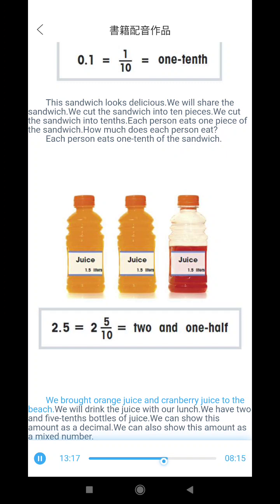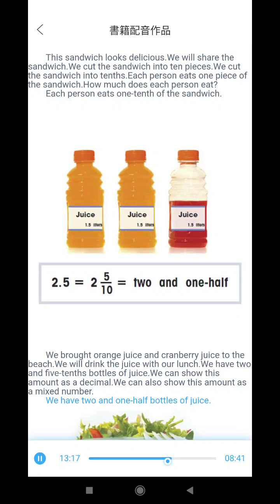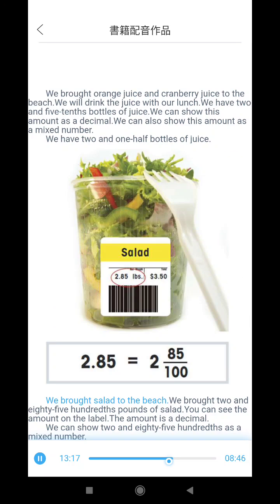We brought orange juice and cranberry juice to the beach. We will drink the juice with our lunch. We have 2 and 5/10 bottles of juice. We can show these amounts as a decimal. We can also show these amounts as a mixed number. We have 2 and 1/2 bottles of juice.